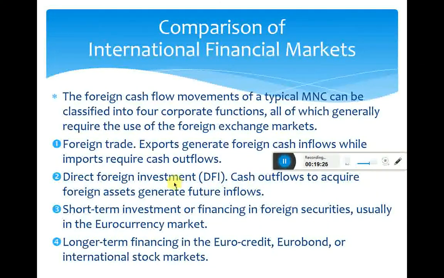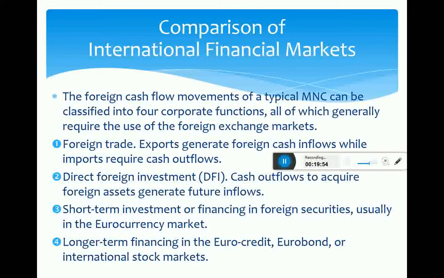When there is export and import, and it's one of the functions of multinational corporations that they have foreign trade, there is involvement of cash flow. As a result of exports, there is cash inflow. When multinational corporations export the commodity, there is cash inflow. When those multinational corporations import the commodities, there is cash outflow.